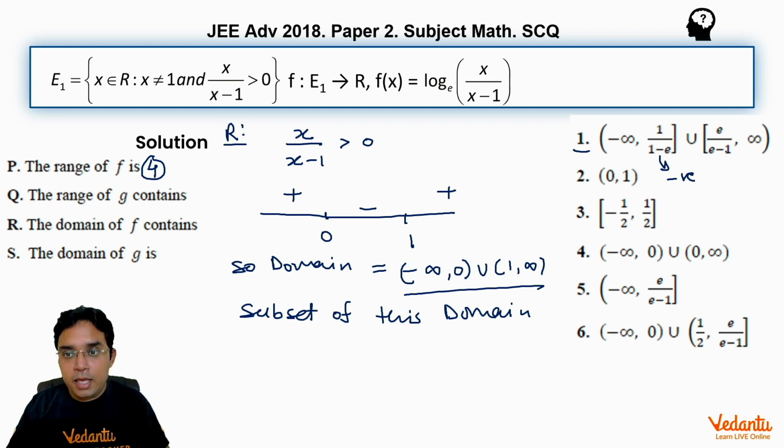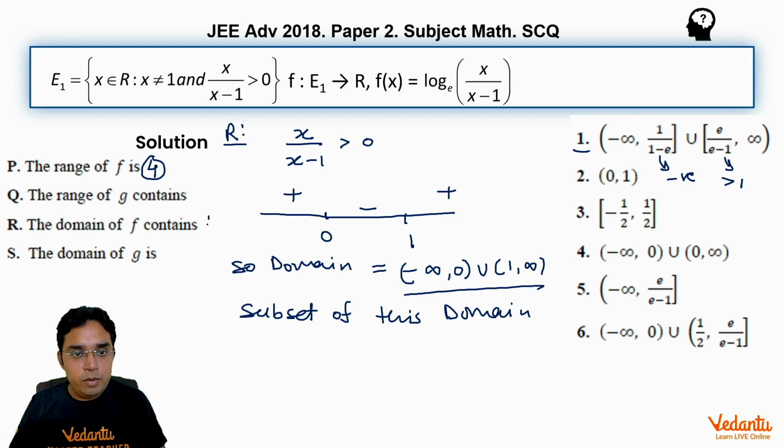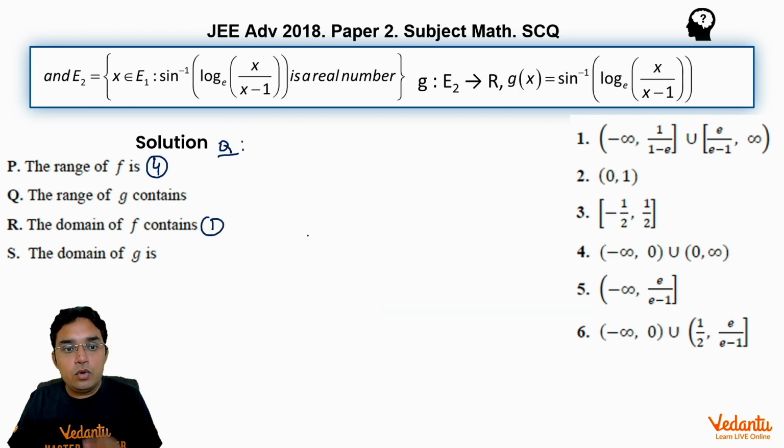Okay, and e upon e minus 1 is a number greater than 1, so this will be a subset of this domain. All other sets you can check, they are not subsets of this domain, and hence this domain of f contains answer should be 1 here. Now coming to Q part, which is asking the range of g.